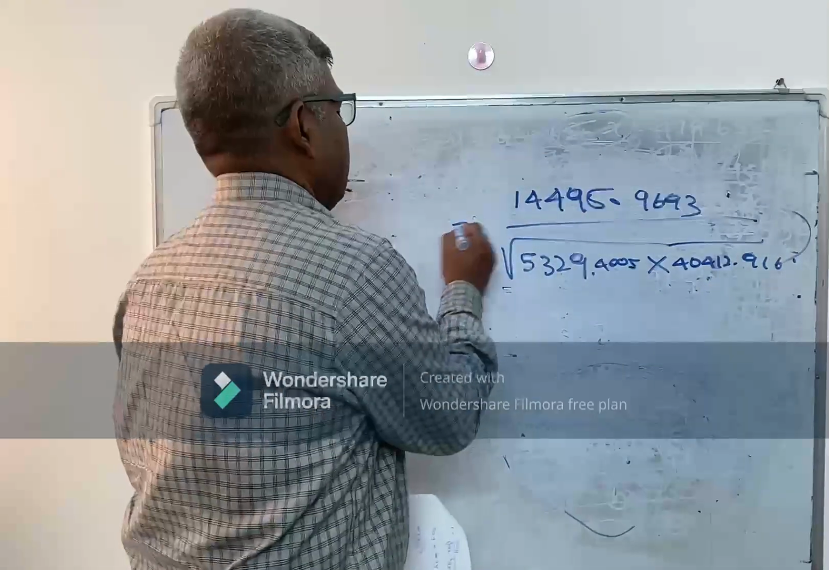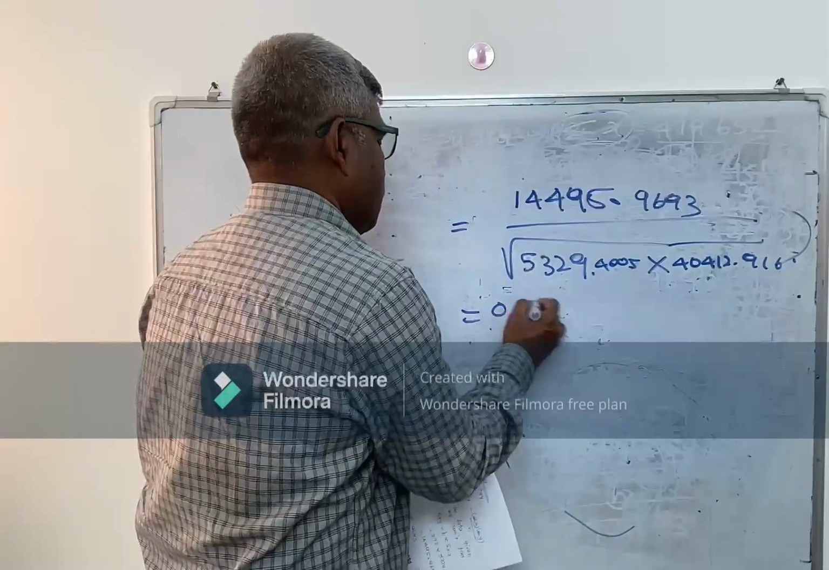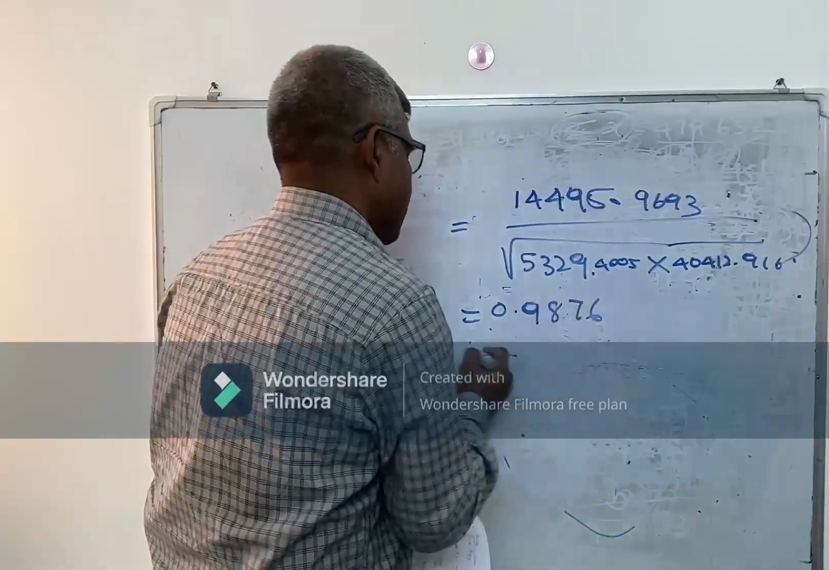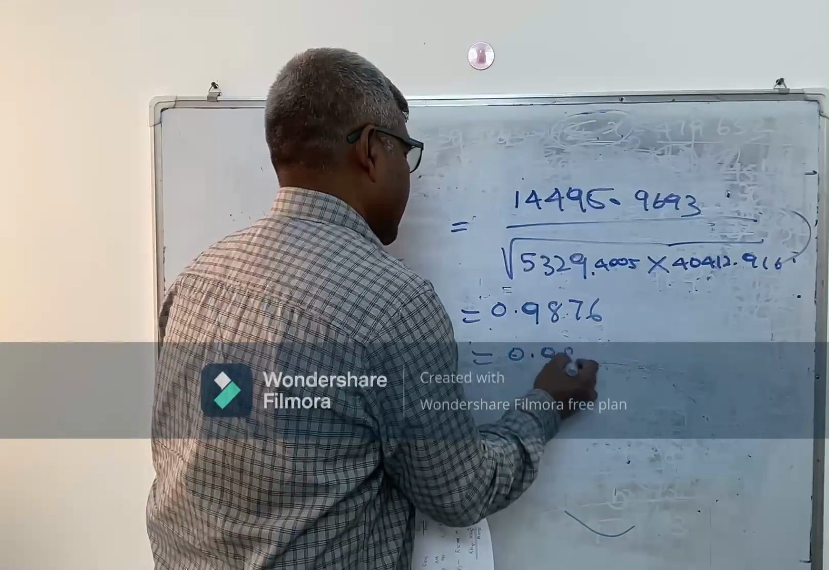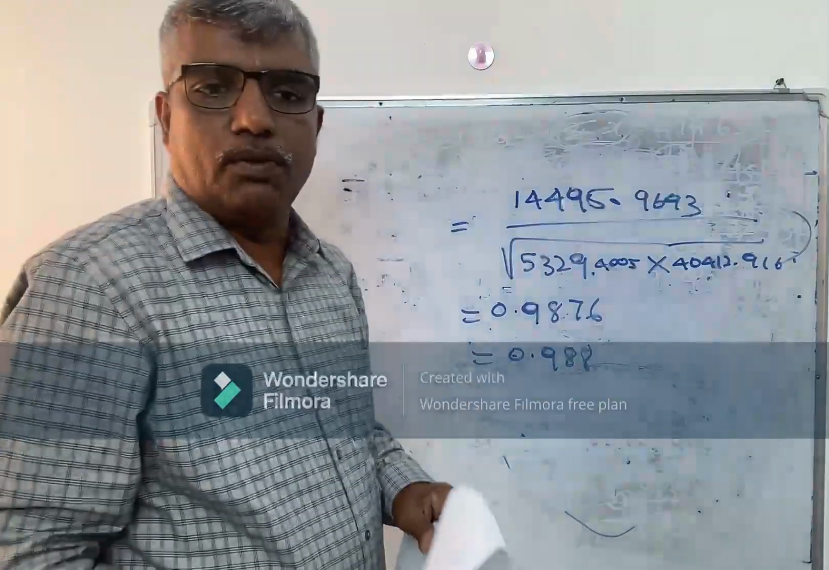0.9166. The value, if you calculate, it is 0.9876, 0.988. I hope you got it completely.